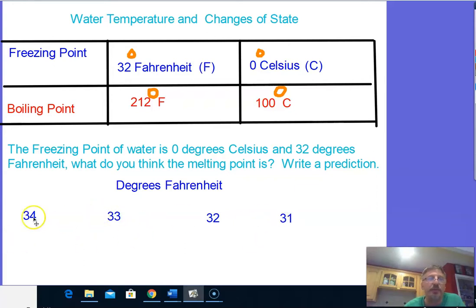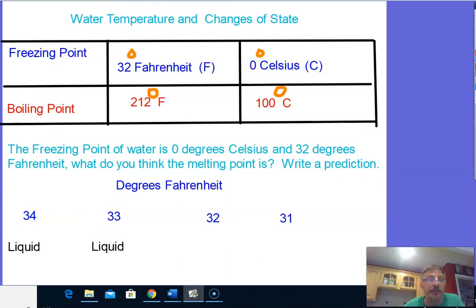So if it was 34 degrees Fahrenheit outside, it'd be very cold. However, if there was a puddle outside, it would not freeze. So that puddle would still be a liquid. So let's say the temperature dropped a little, 33 degrees Fahrenheit, still really cold, but that puddle is still a liquid.